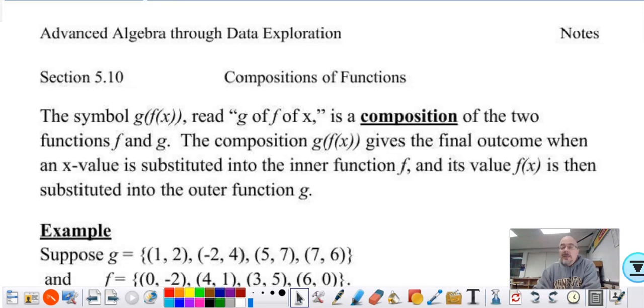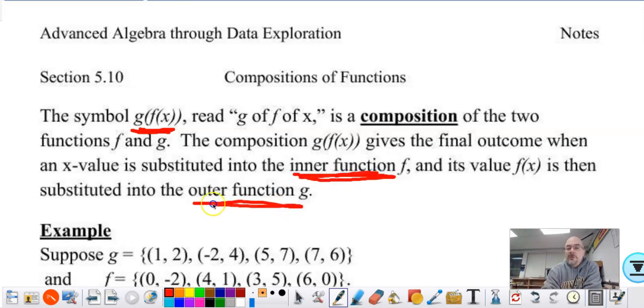So the symbol, you can see the G, and then you have parentheses F, and then an X. That symbol we read as G of F of X. That is a composition of two functions, f and g. The composition g of f of x gives the final outcome when the x value is substituted into the inner function and its value f of x is then substituted into the outer function. So remember, we start with the inner function and work our way to the outer function.